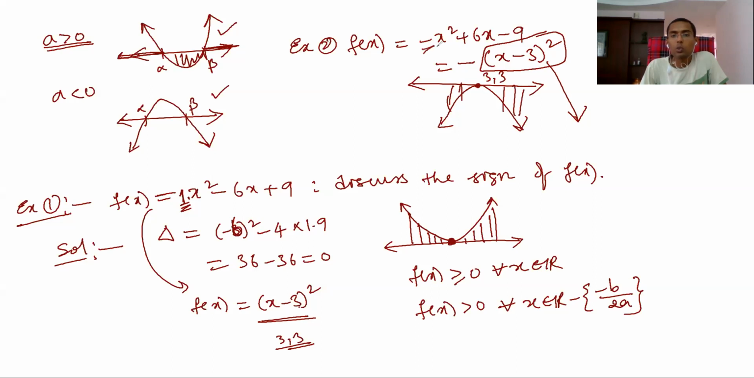Whatever the sign of a, the expression is going to get the same sign. So here since a is negative, the expression is also negative for all real numbers. So what do I write? For all x belongs to R except 3, f of x is less than 0 in this case. Okay, these are the examples. So now we'll take another example. Discuss the sign of the quadratic expression x square minus, I'm writing it deliberately like this.